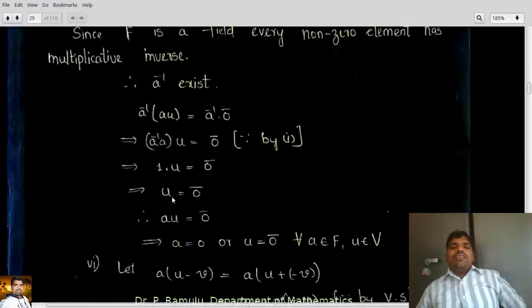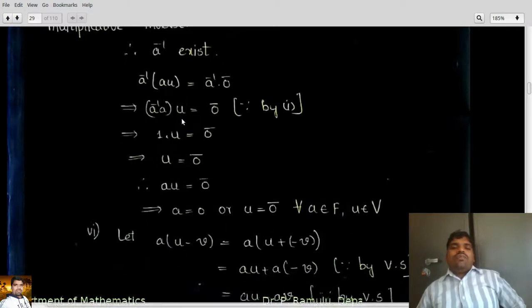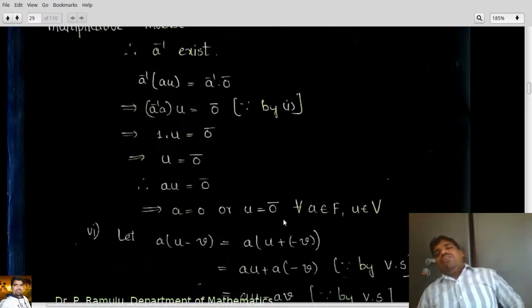Which implies, I want to show that if I take a equal to 0 bar, I prove that u is equal. Therefore, a equal to 0 bar implies a equal to 0 or u is equal to 0, for all a belongs to F, u belongs to V.